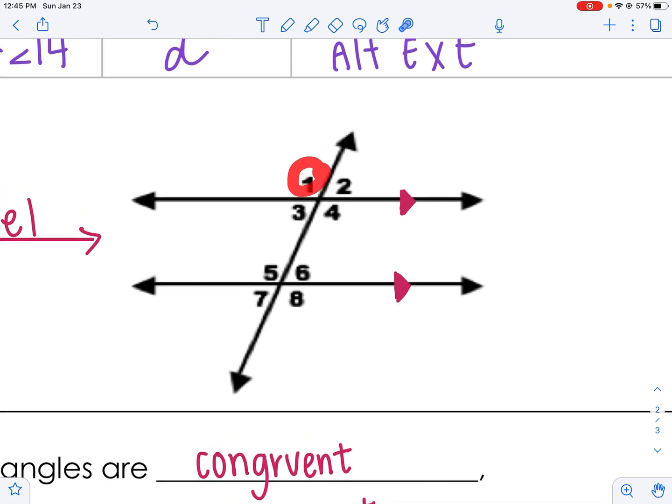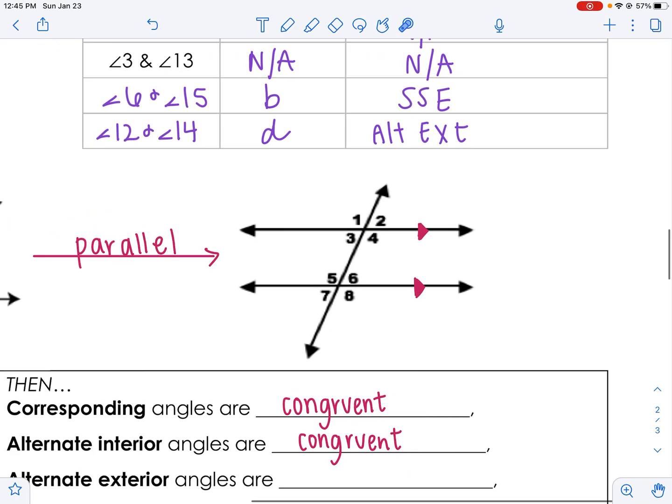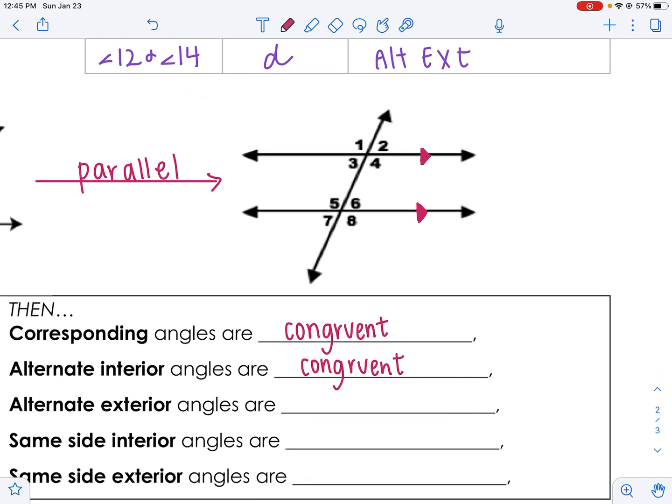They're congruent, they match. Alternate exterior, so think, what would be alternate exterior to 1? Well, that'd be 8, and if you notice that's obtuse, that's also obtuse, those match. 2 would go with 7, acute and acute. I did draw this picture to scale, which is why I keep saying acute and obtuse. So alternate exterior angles also match, they're also congruent.